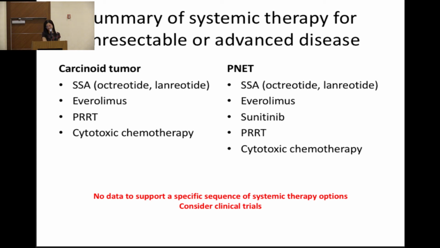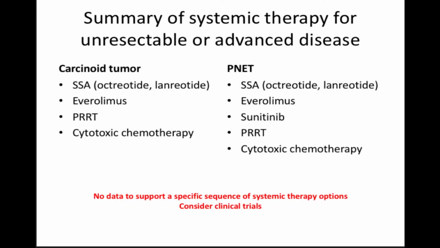So these are the treatment options, just summary, for carcinoids and PNETs. Typically, we start with the somatostatin analogs, and if patients progress for carcinoids, everolimus can be considered, PRRT when it becomes available, of course. And last resort would be cytotoxic chemotherapy. For PNETs, there are a little bit more options. So we would start with somatostatin analog, and after that, if there's progression, then you can consider any of these and cytotoxic chemotherapy. And there's no data to support any particular sequence. And of course, clinical trials are always encouraged.